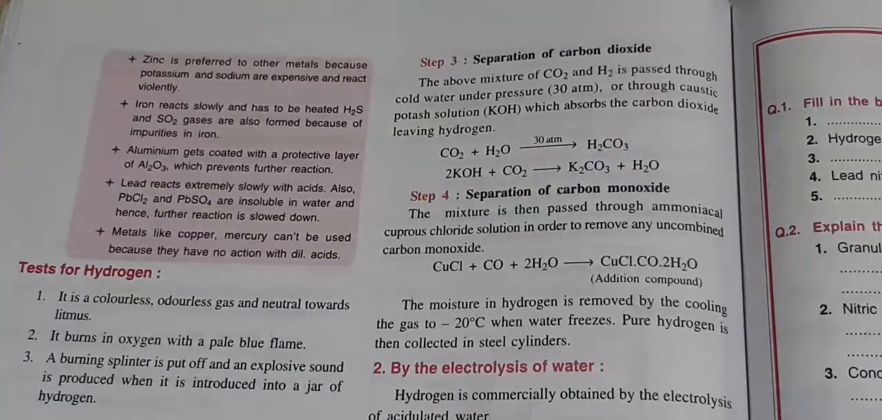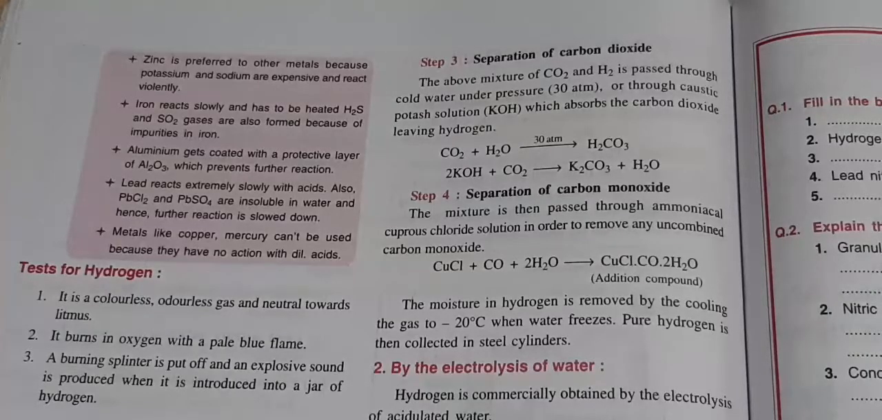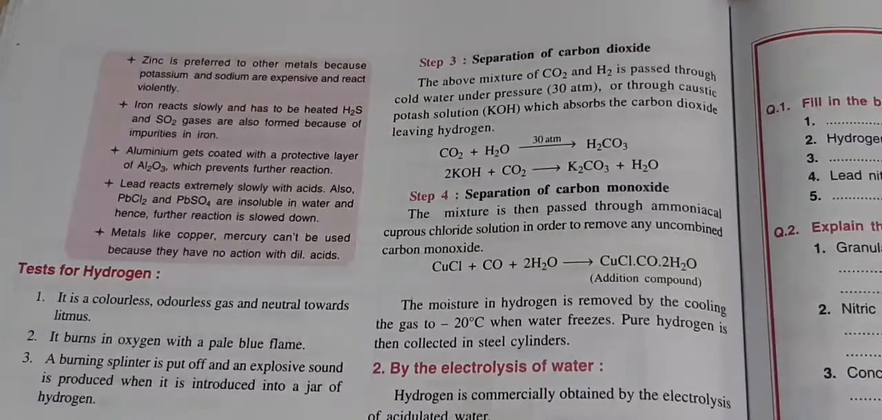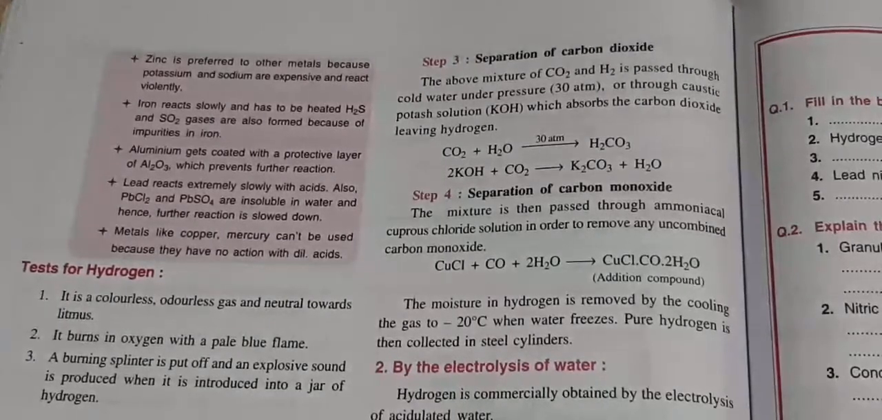Now step number 4 is separation of carbon monoxide. Like we studied in step number 1, carbon monoxide is formed along with hydrogen in the water gas mixture, but some amount of carbon monoxide does not get converted to carbon dioxide in step number 2. So what we need to do is pass it through ammoniacal cuprous chloride solution. It will combine with cuprous chloride and water, and a combined addition compound is formed. The moisture in hydrogen is removed. Now this carbon monoxide and water are removed.